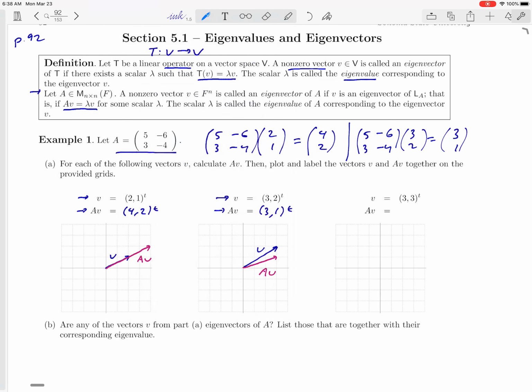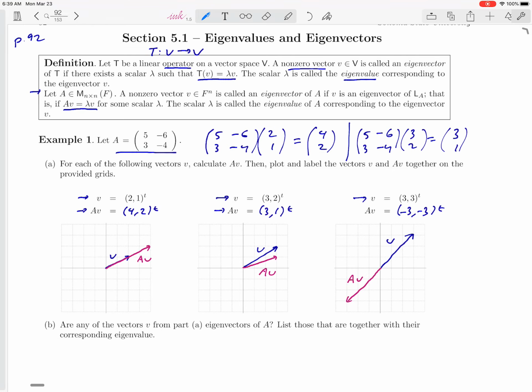Finally, I'm going to trust that you could do this last calculation on your own. Same idea: we take (3, 3) and multiply A by it. This time we're going to get (-3, -3), which you can confirm. We'll go ahead and plot those two vectors. So (3, 3) looks like that, and then Av is (-3, -3). It points in exactly the opposite direction.